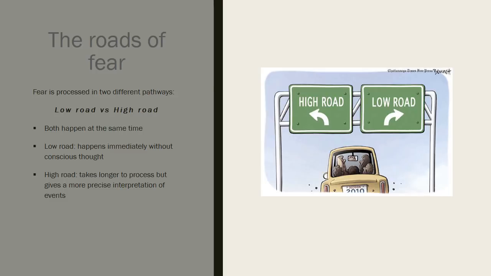The high road, though, is when fear takes longer to process, but you have a more precise interpretation of events. Another example: you're walking in the woods and you hear a lot of strange noises. Imagine it's night and dark and there's a lot of wind and you think somebody's following you, but then you stop and think, oh, nobody's following me. It's just the sound of the wind making the leaves rustle. That's the high road. So the low road is an instinctive, immediate reaction to fear, and the high road is when the processes take longer, but at the end of the day you can think back and say, oh, that wasn't actually scary, it was just the wind. Those are the two roads that fear takes to be processed in your brain.